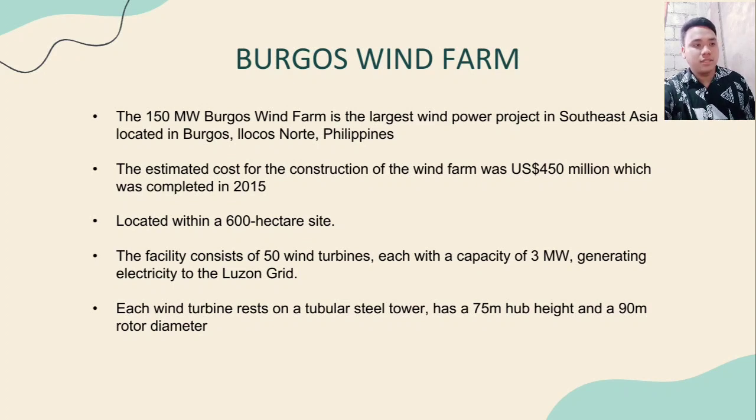The facility consists of 50 wind turbines, each with a capacity of 3 megawatts, generating electricity to the Luzon grid. Each wind turbine rests on a tubular steel tower, has a 75-meter hub height and a 90-meter rotor diameter.